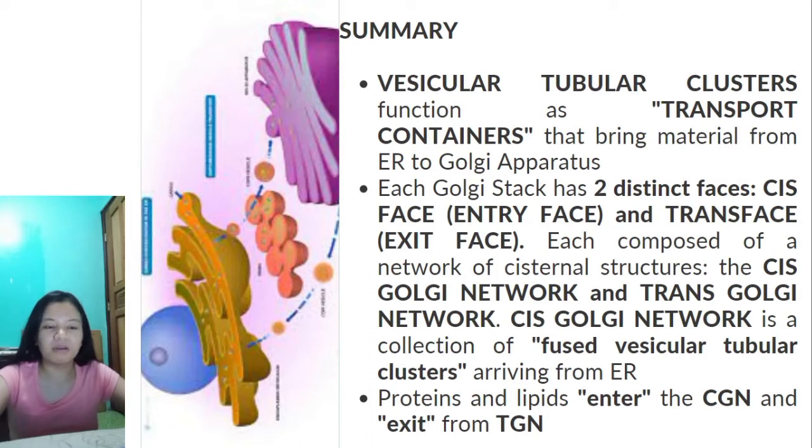And then, meron din nagkukompose nito ng mga network ng cisternal structures, which is yung cis-Golgi network and then yung trans-Golgi network. So, cis-Golgi network, collection siya ng mga fused vesicular tubular clusters, and then sabi dyan, yung mga proteins and lipids nag-enter sila sa cis-Golgi network and then nag-exit sa trans-Golgi network.